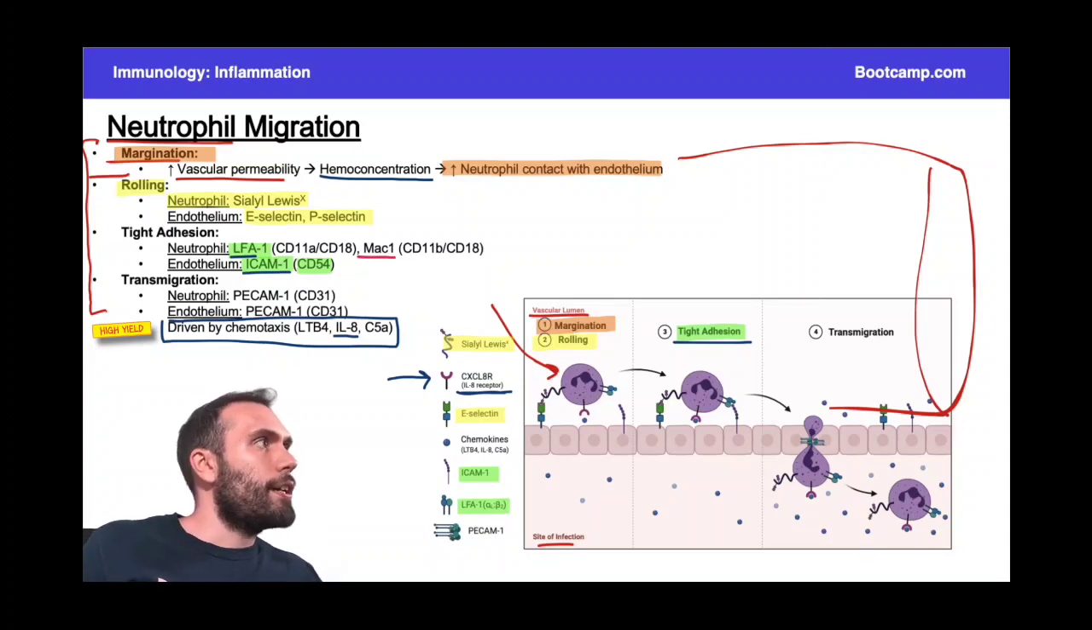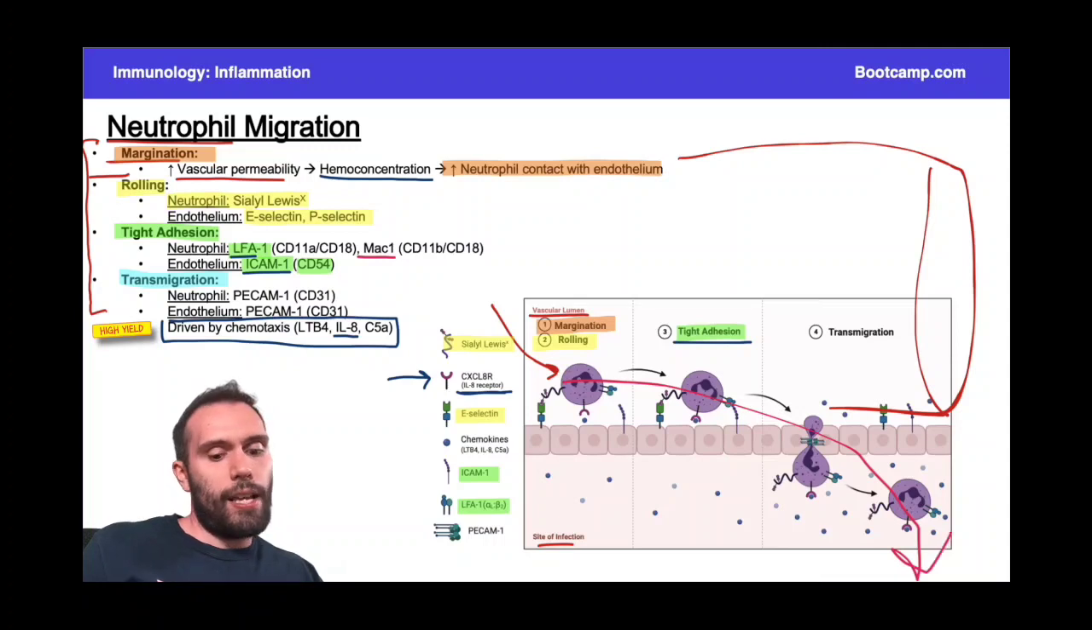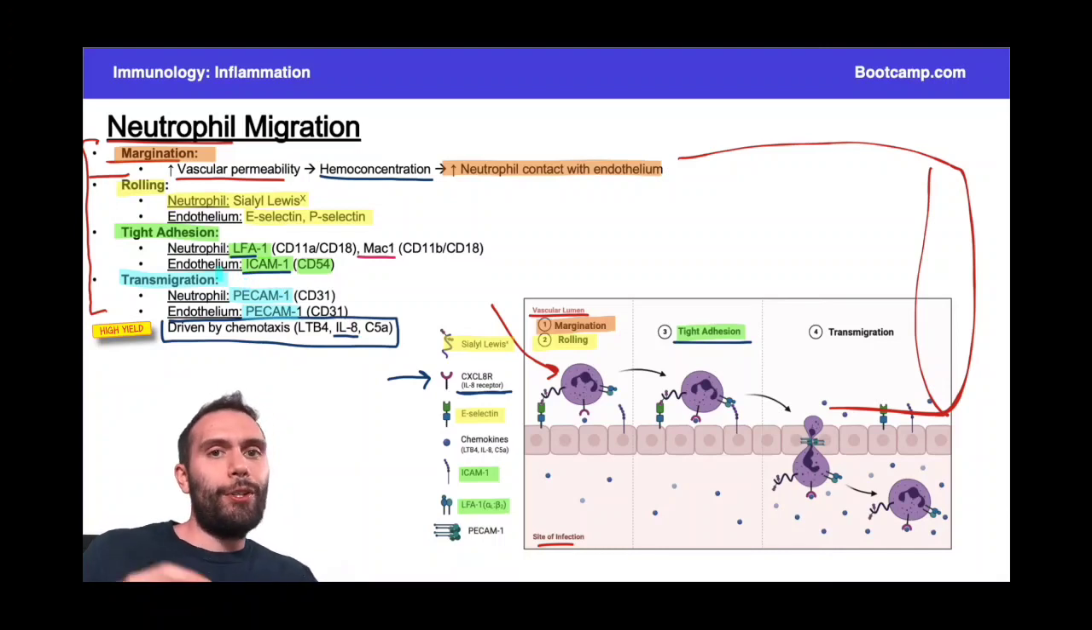Now, the last step here is transmigration. And it's just like it says, right? Trans, between, we're migrating between these endothelial cells to get this neutrophil to the site of infection. The whole goal from the beginning was to get this neutrophil down to the site of infection. And this one's kind of easy to remember because it's the same receptor. It's PECAM1, which essentially stands for platelet endothelial cell adhesion molecule 1.